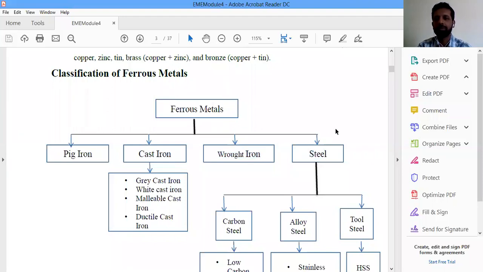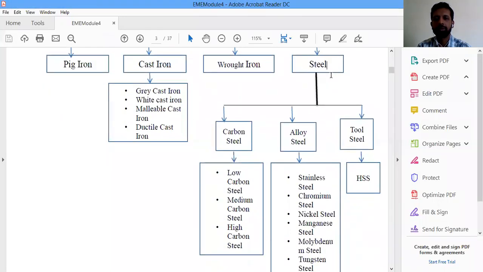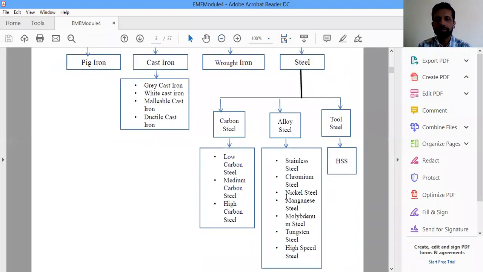Steel is something we come across in our day-to-day life in so many places. Here the steel can be further classified as carbon steel, alloy steel, and tool steel, right? Three classifications of steel. This carbon steel we have seen yesterday. One is the low carbon steel, then the medium carbon steel, and the high carbon steel.